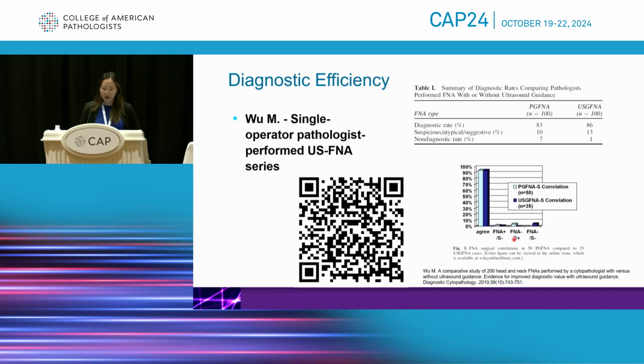Another one of the early pioneers was Mao-Xun Wu up in New York, and what she did was a series of 100 palpation-guided FNAs and 100 ultrasound-guided FNAs. It was all her. Again, this is a single operator, someone with a lot of dedication to this technique, and you can see that her non-diagnostic rate went down from 7 to 1% using ultrasound guidance, which again I think is really incredible performance.